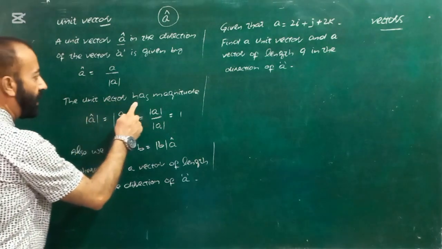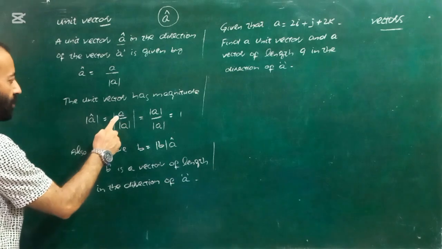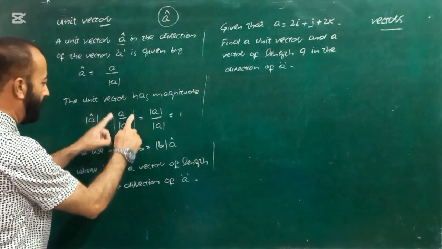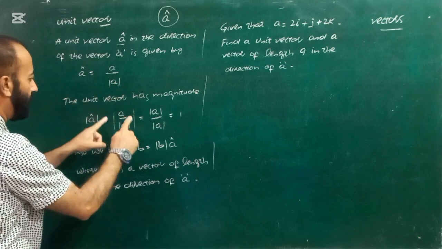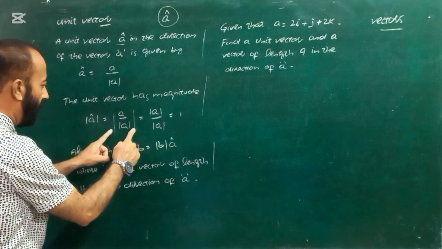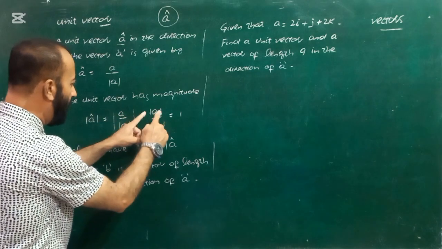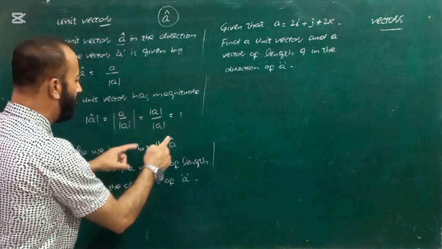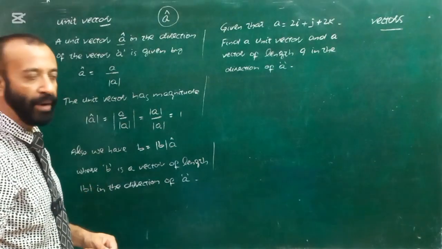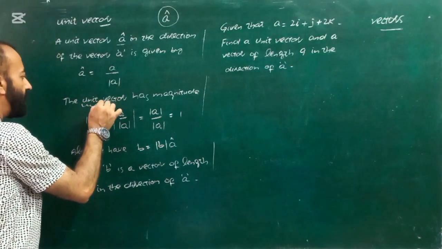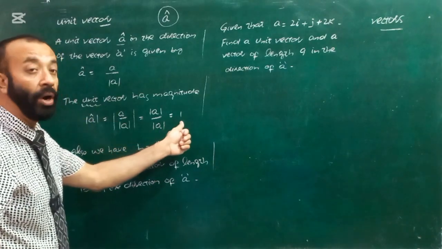The unit vector has magnitude. A cap magnitude is equal to the magnitude of A over A magnitude. So we are taking the magnitude of the unit vector, and now this bar will be applied individually to the numerator and denominator. So it will be equal to 1 because that will be cancelled. And you have to remember one more thing. Unit stands for 1. So the unit vector has magnitude always 1.